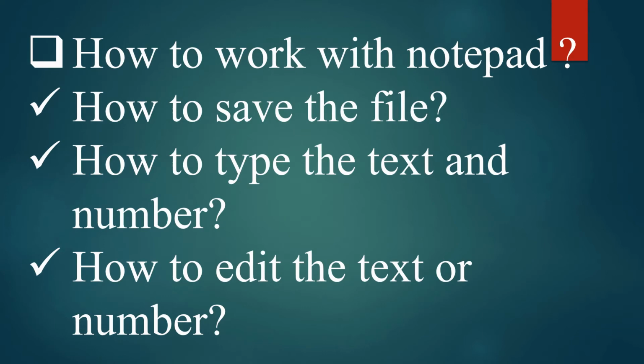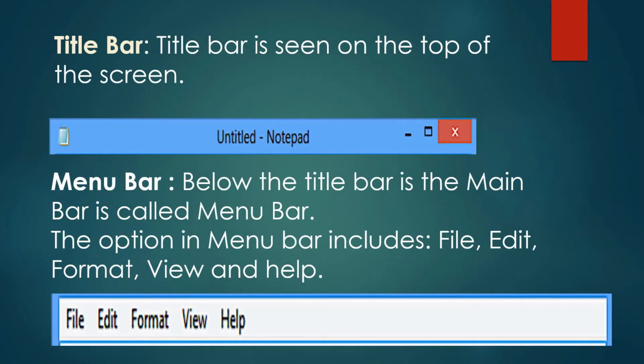Now we will see the practical way how to work with Notepad. First one, we will see how to save the file. Second one, how to type the text and number. And third one, how to edit the text or number. Before taking the practical, we will see what is the title bar. Title bar is on the top of the screen. You can see in the picture, it is written Untitled Notepad, that is the title bar.